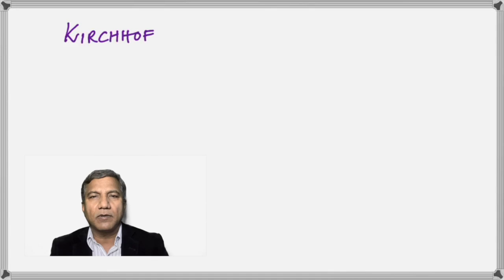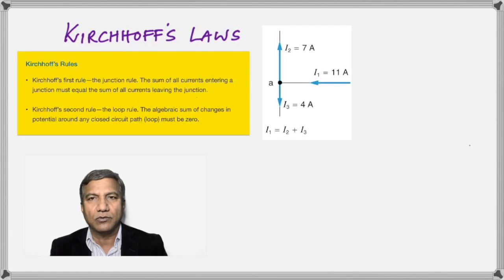This chapter on electric circuits, where we focus on Kirchhoff's laws, resistance capacitance circuit, conversion of a galvanometer into an ammeter and into a voltmeter. One is the loop rule, the other is the junction rule.